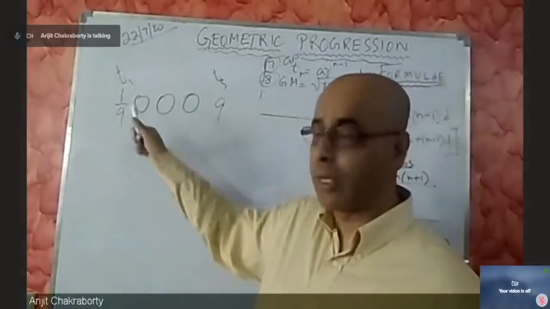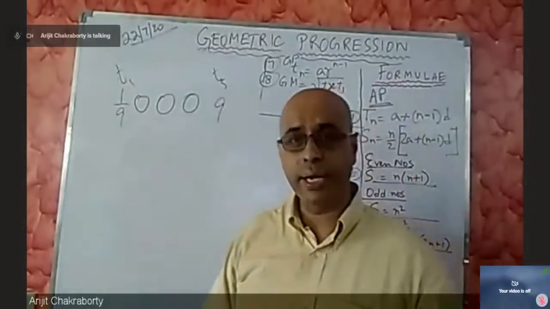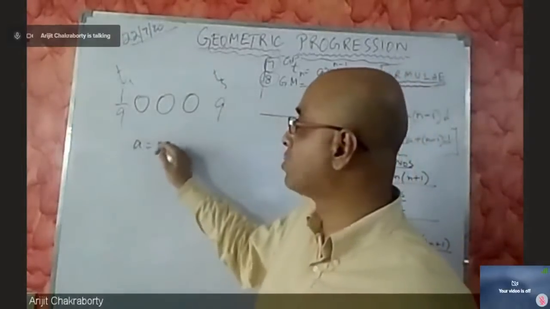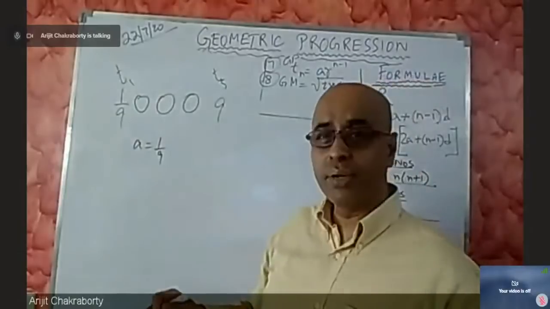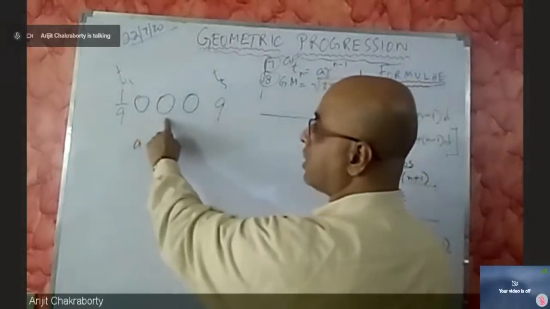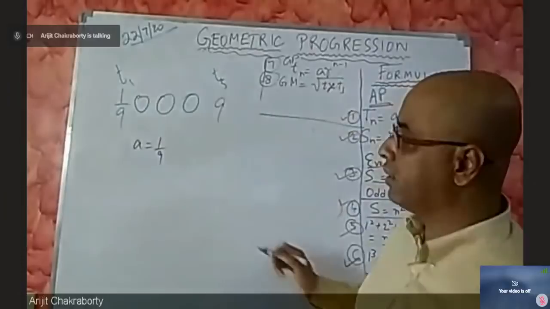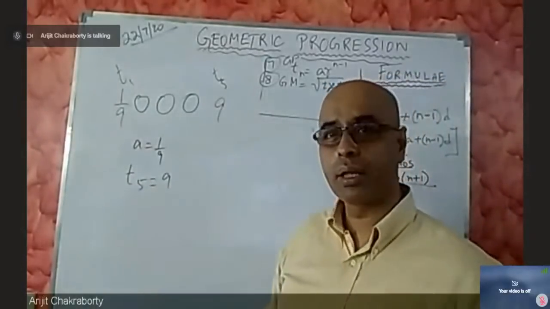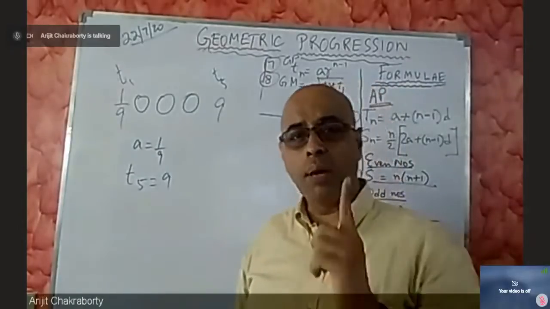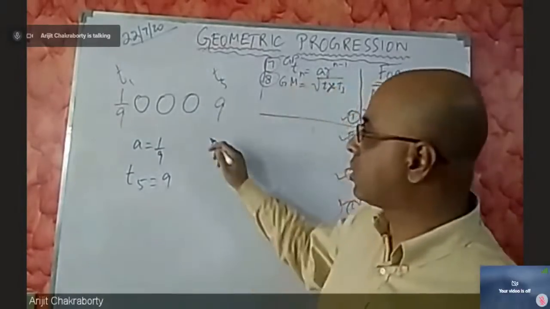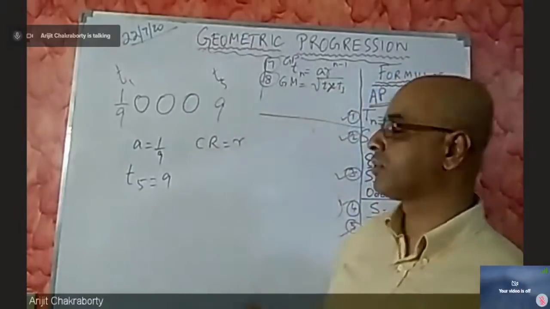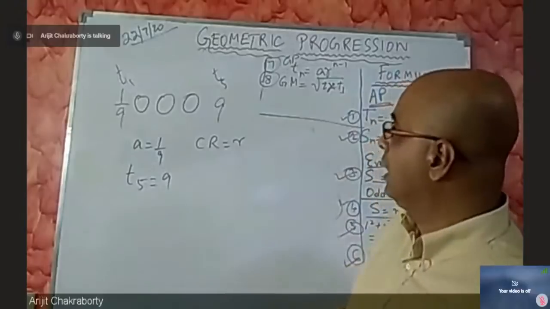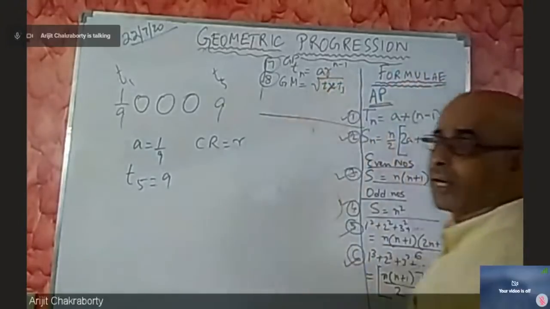first term is 1 by 9. So I write A equal to 1 by 9. And we know that the fifth term, after the second, third and fourth, is 9. So term number 5 equals 9. Let us take the common ratio as R.